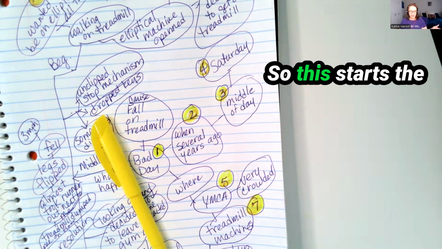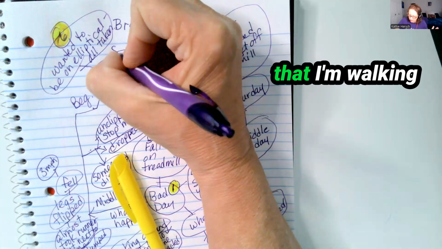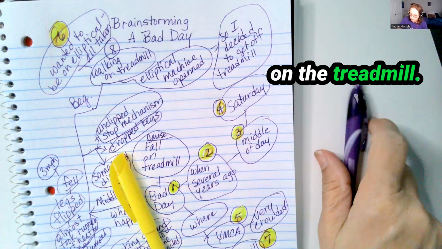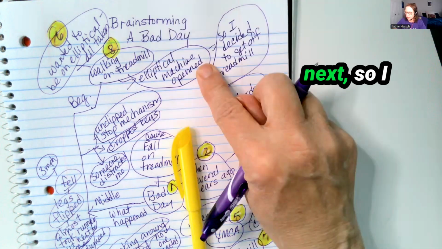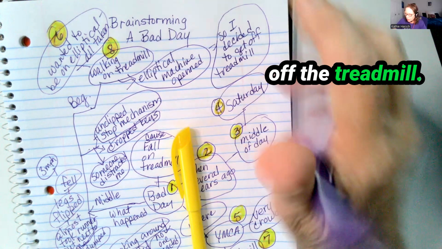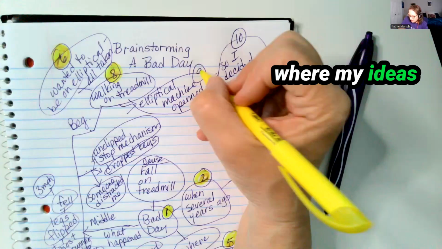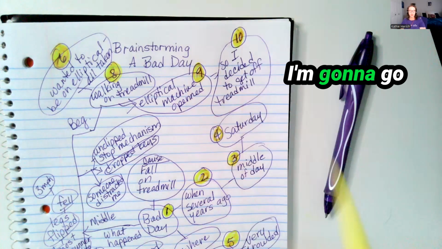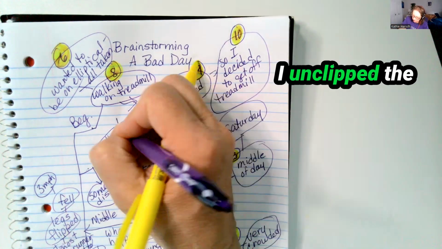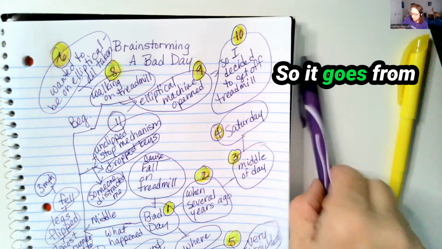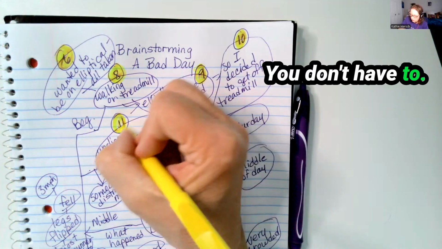So this starts the whole thing, that I'm walking on the treadmill. Then the elliptical machine opened. That did happen next. So I decided to get off the treadmill. Just for the purposes of showing you where my ideas are going, I'm going to go ahead and put numbers on those. All right, so then I unclipped the stop mechanism. So it goes from here to here. You can put arrows if you want to, you don't have to.